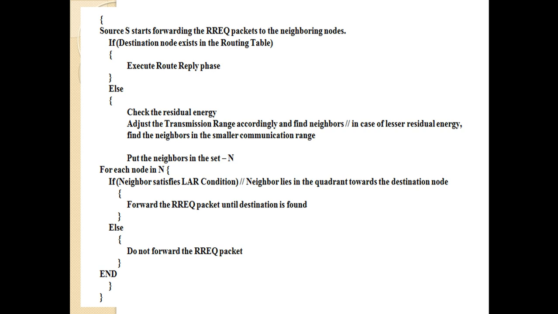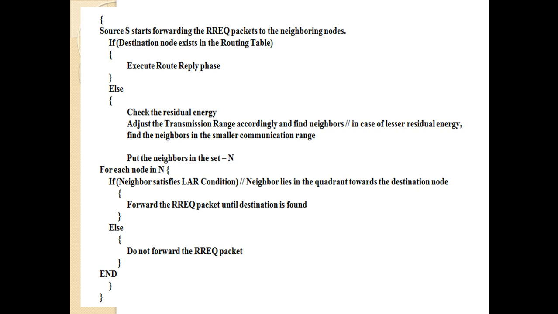First, the source node S starts forwarding the route request packet to the neighboring nodes. If the destination node exists in the routing table, then execute the route reply phase directly. Else, first check the residual energy, adjust the transmission range accordingly, and then find the neighbors. Find the neighbors in this small communication range which has been selected as per the transmission range.